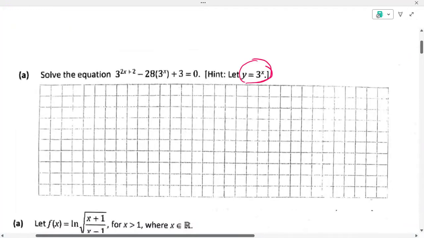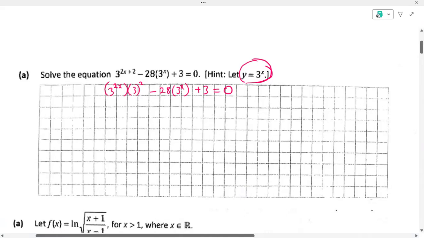So what we're going to do is we're going to go along and break up as much as we can each of these bits. So I'm going to write 3 to the power of 2x, minus 28 times 3 to the x, this bit's already done for us, plus 3 equals 0.